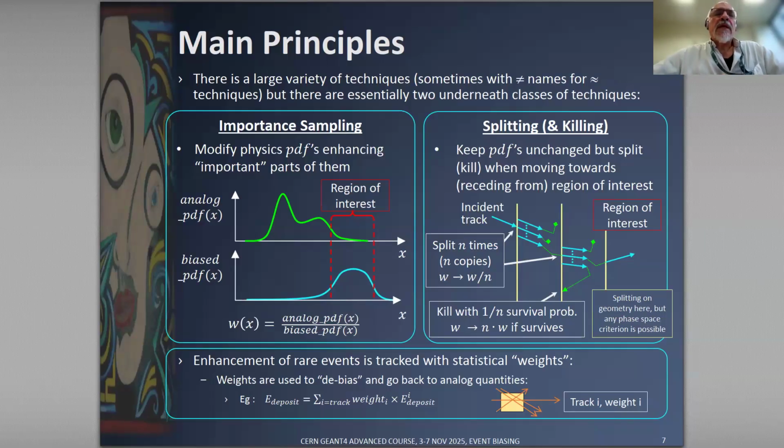And then what you do is that when you compute a physical quantity, assume for example that in this small box we are computing the total energy deposit, then each of the tracks crossing this volume has some weight Wi, and each of them is depositing some energy. Then you simply weight the energy deposit to get the total energy deposit, and this total energy deposit, with the weights applied, will correspond to the one you would observe with a standard analog simulation.